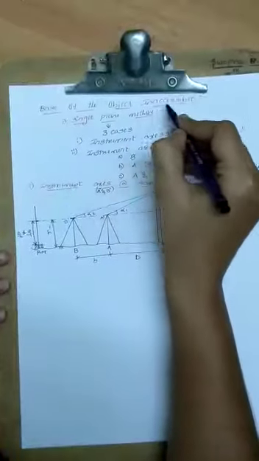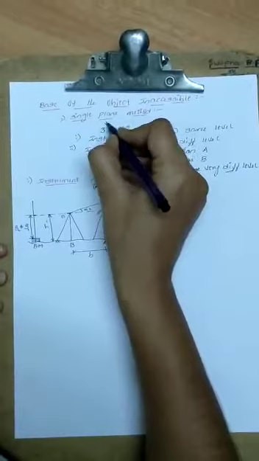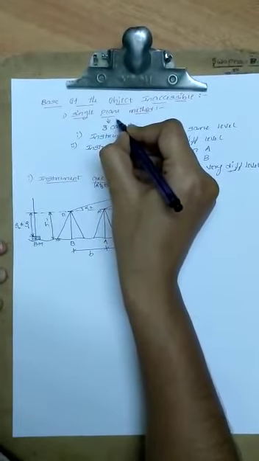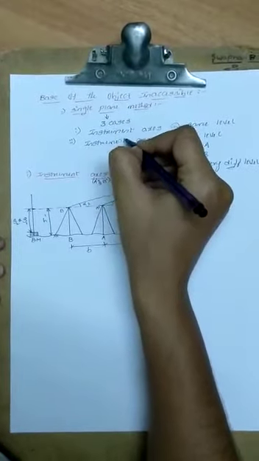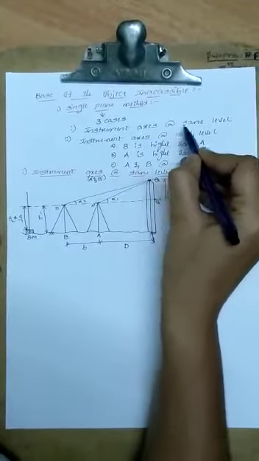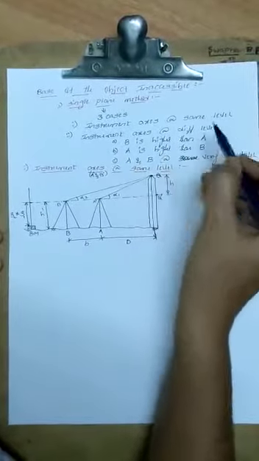Next is base of the object inaccessible. In that first case it is single plane method. In order to find out the difference in elevation of an elevated object, we are going to study in three cases. First one, it is instrument axis at the same level. Second one is instrument axis at different level.